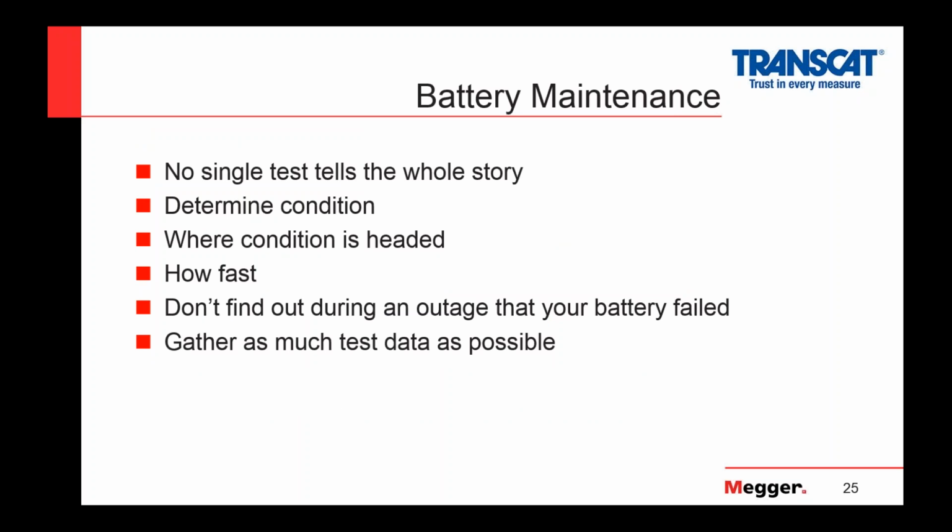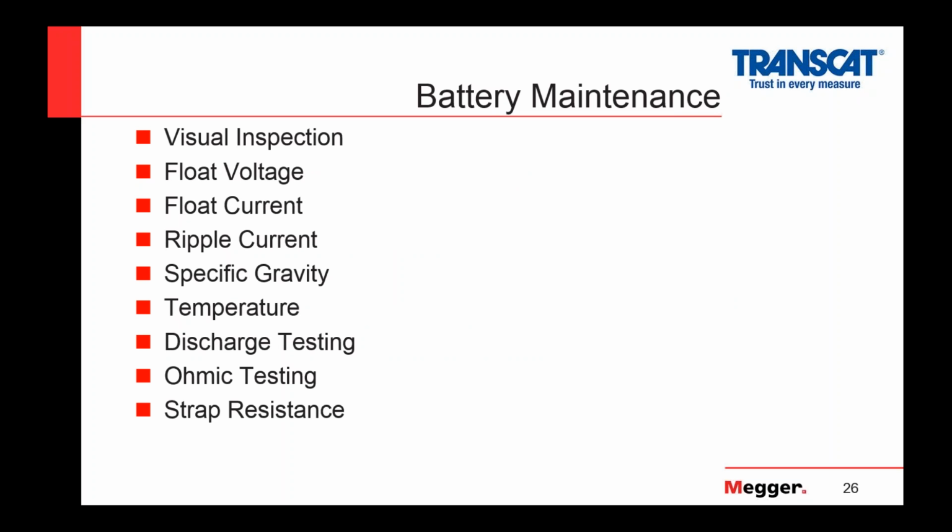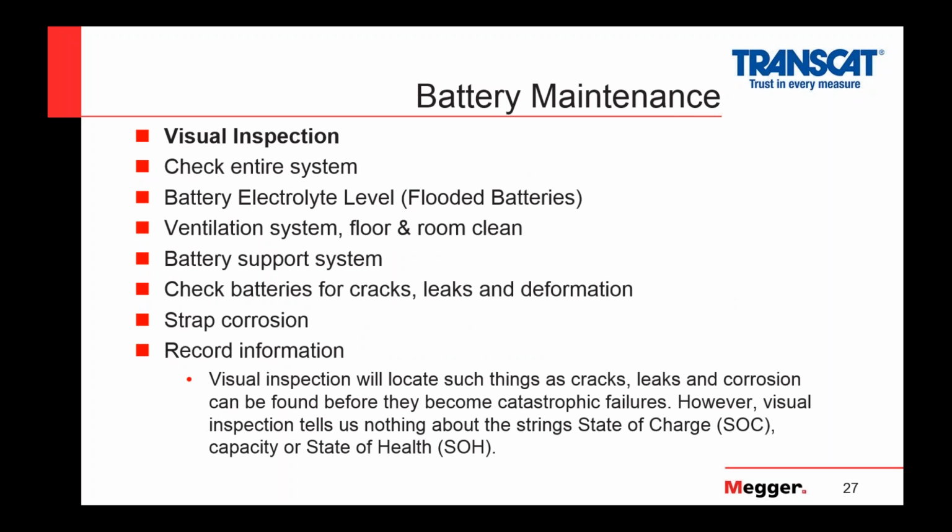Okay. Well, the issue with that is that there's no single test in the world that's going to tell you the whole story with the battery. We want to determine where the condition's at and where it's heading and how fast. So we want to gather as much data as we can on these within reason. These are the different types of tests you can run. You can do a visual inspection, float voltage, float current, ripple current, specific gravity, temperature, discharge testing, ohmic testing, and strap resistance.